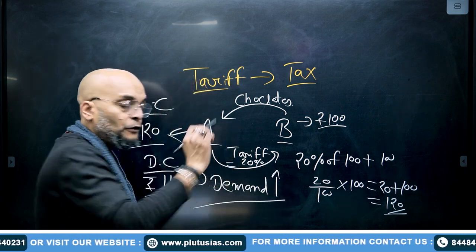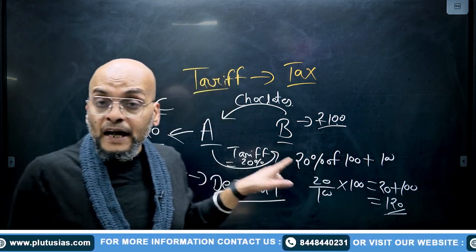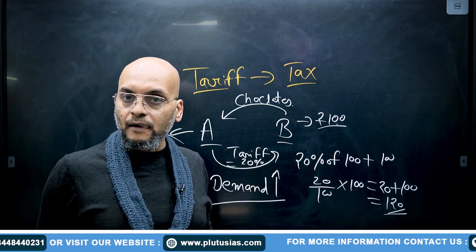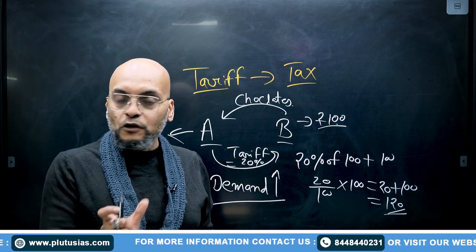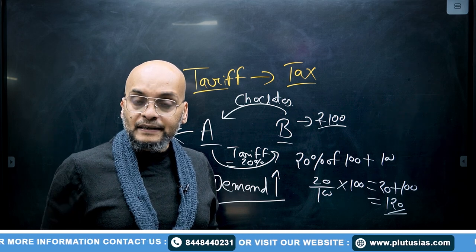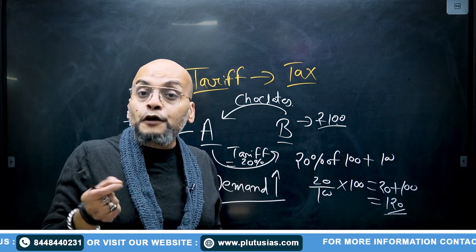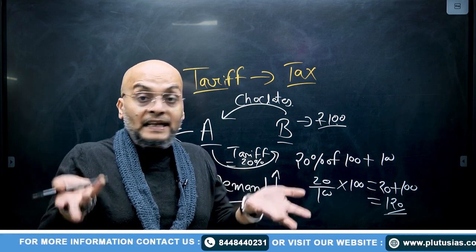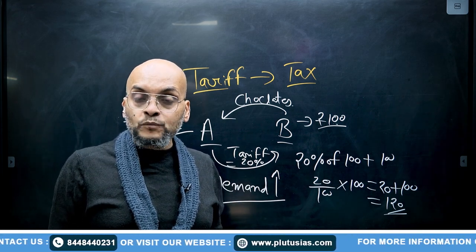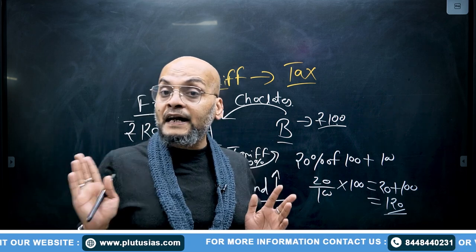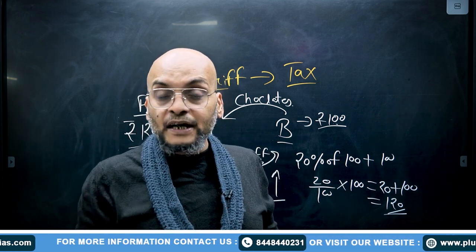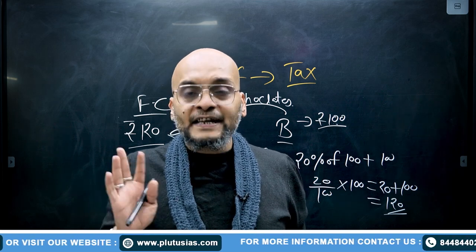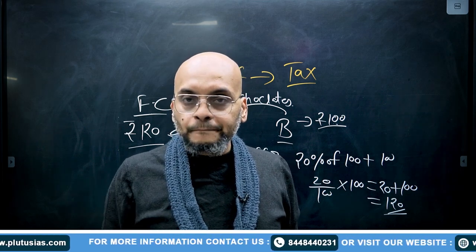And when demand of domestic chocolate will increase, more and more enterprises of this country A will produce chocolate. They will increase their supply because the demand of chocolate has increased. Thereby, they will earn more profit. They will give more taxes to the government, so tax revenue of government will also increase. Overall, people will get employment as well because production has increased. The domestic production has increased. So, overall, it is very good for the economy.